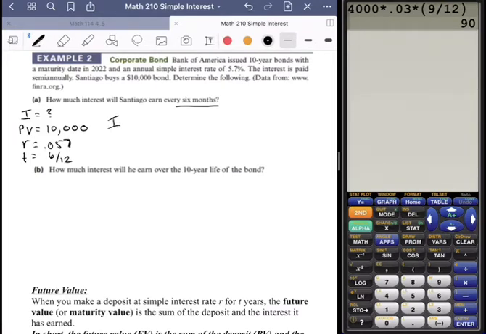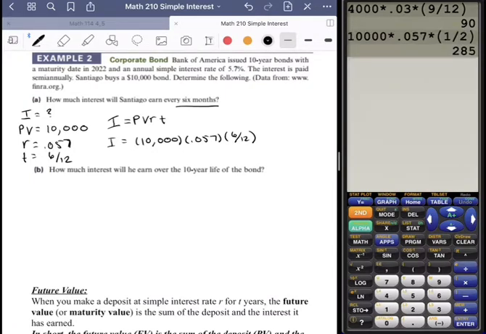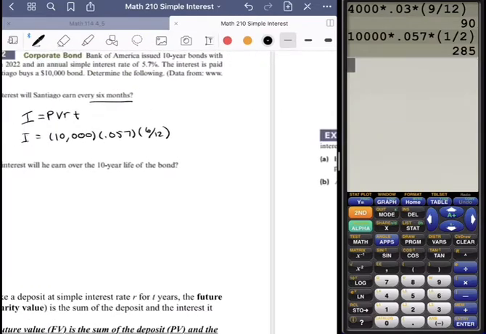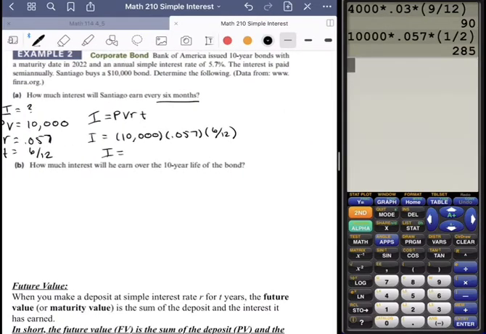So we have interest equals present value, rate, time. So I have interest equals 10,000 times my rate, 0.057, times 6 over 12. So we get that into the calculator. Times 0.057 times 1/2 equals $285. So my interest for 6 months is $285.